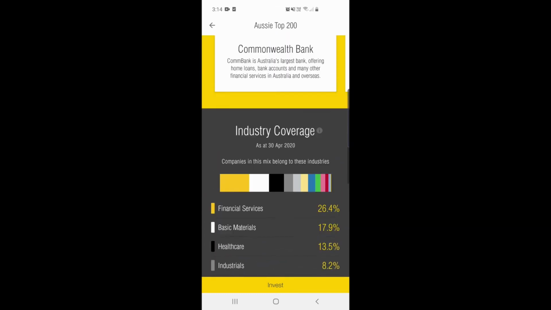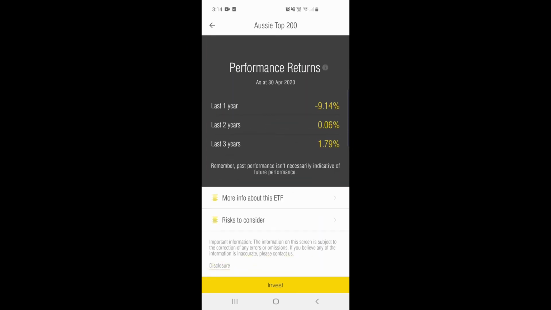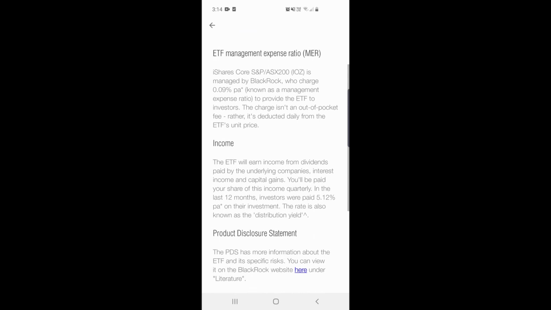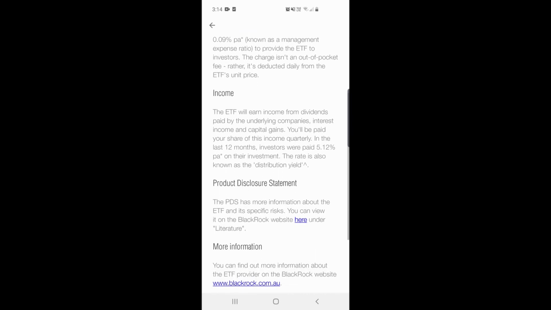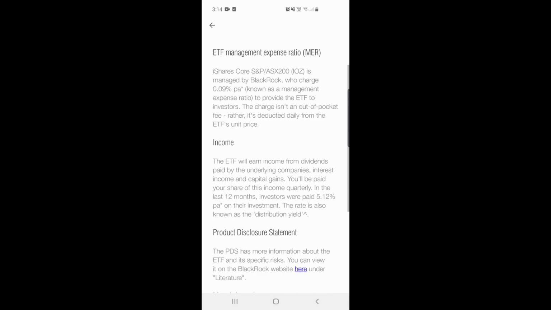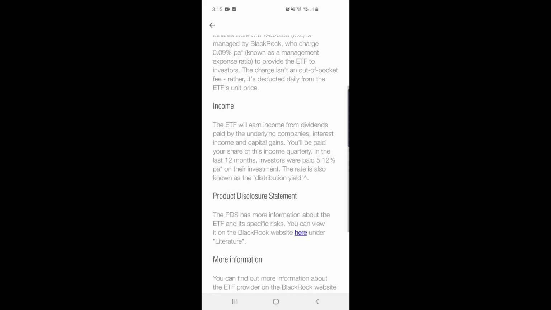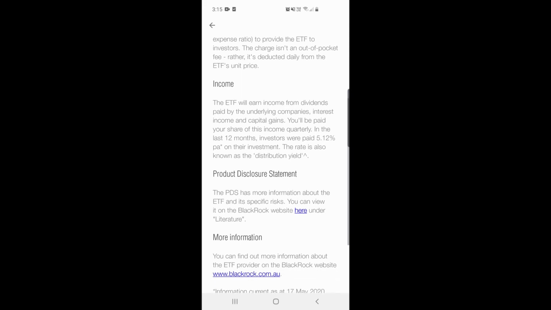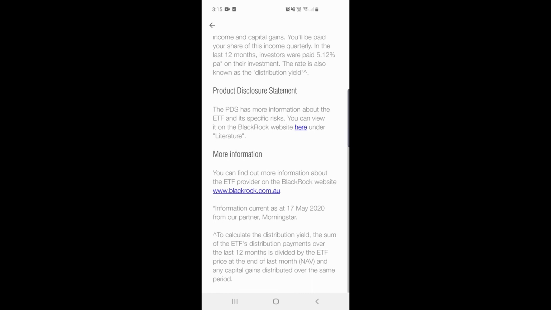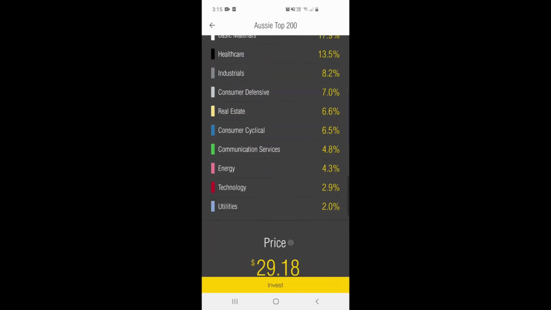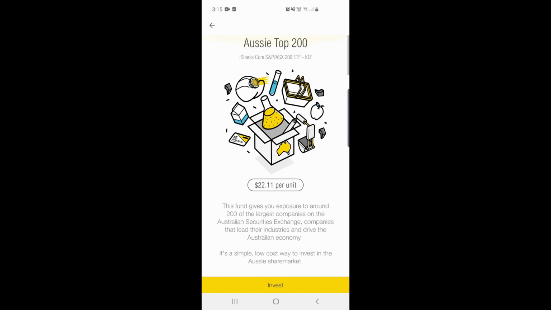But if you want to actually see how much they pay out in dividends, or as ETFs like to call it, their distributions, you go to more information about this ETF. It gives you a little rundown about ETF management fees, also their income. So as you can see here, the ASX Top 200 will earn a dividend income with a yield of 5.12% per annum, which is very good in my opinion. Especially with such low brokerage fees, you can just keep topping up this, giving yourself a really good averaging out of your purchase price, and really good compounding and long-term growth.